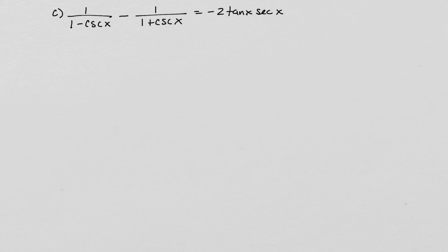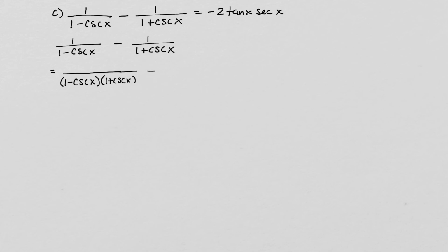So if I start with 1 over 1 minus cosecant x minus 1 over 1 plus cosecant x, that's going to be the same as, I want to turn it so that the bottom, I have 1 minus cosecant x times 1 plus cosecant x minus, again, this bottom, 1 minus cosecant x times 1 plus cosecant x. So that's going to be my common denominator.